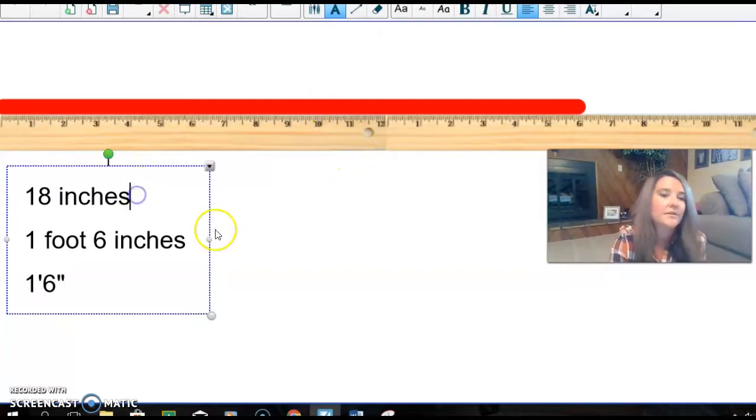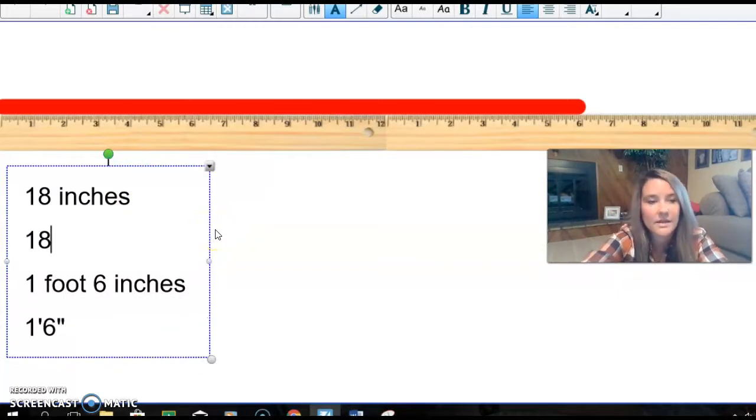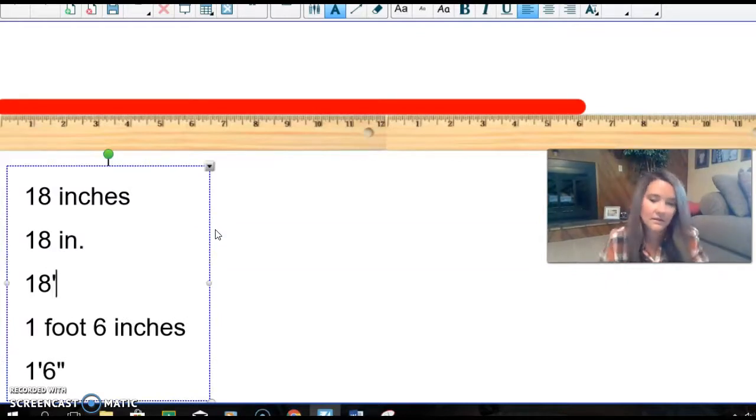Now remember the abbreviation for inches, 18 inches, or you could write it as 18 in. Make sure that as we are measuring, you know the different ways that you can write a measurement, and of course if you are looking and analyzing measurements, that this is what you could see. You could see abbreviations, you could see it written out, you could see the symbols. I'm excited to continue today with looking at our measurements and analyzing data.